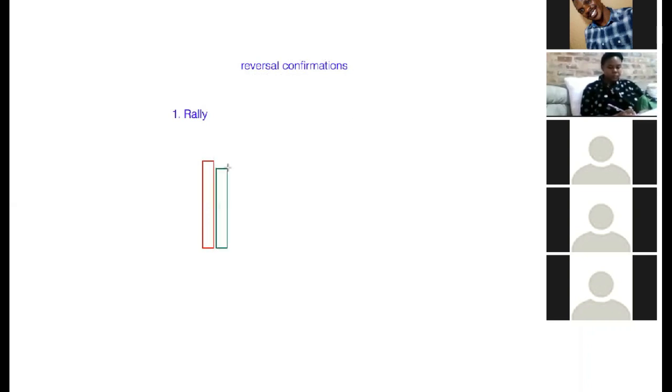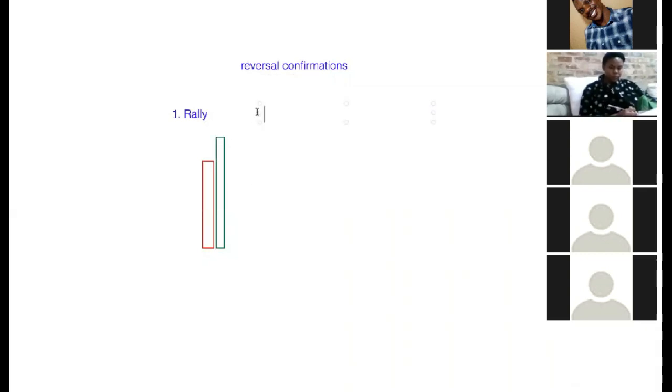So make sure that you don't forget these things here. Right, so one, rally, don't forget. Right, example, don't forget these things are very important. You'll use them every day. This here. So this is a bullish rally.